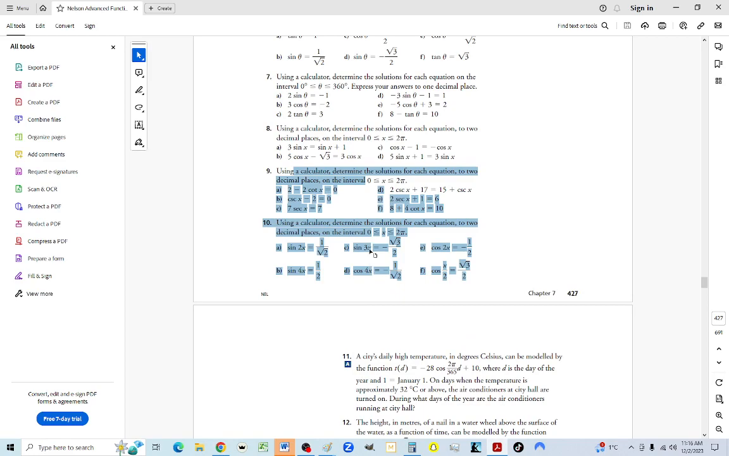Using a calculator, determine the solution for each to 2 decimal places. So, how do you do that? You have to use the double angle formula. Same with this. You have to use the addition angle formula and this. So I'm going to give you an example, but I'm not doing them.